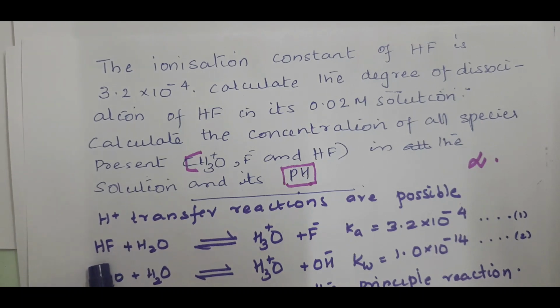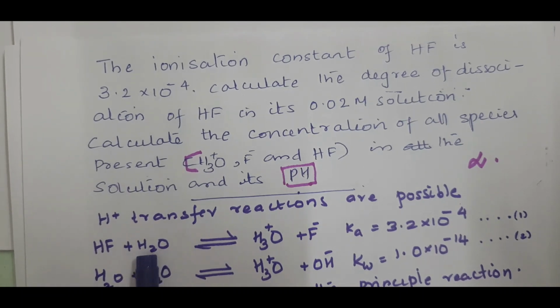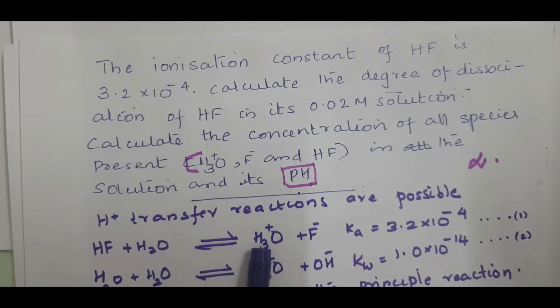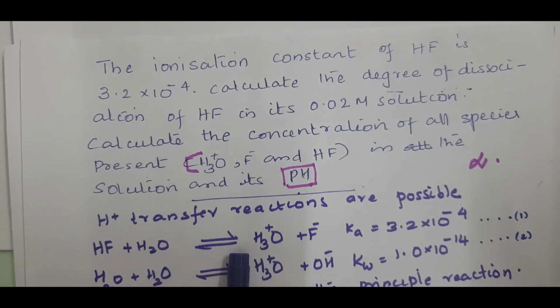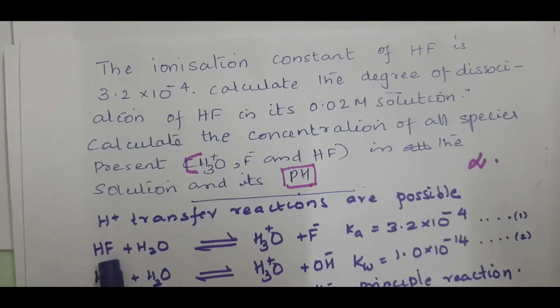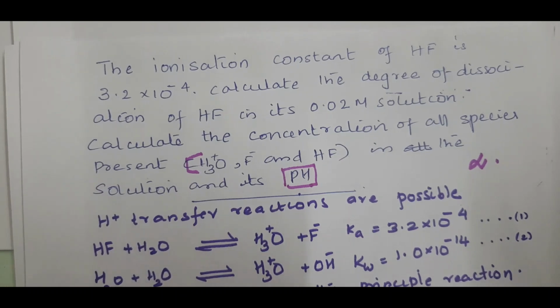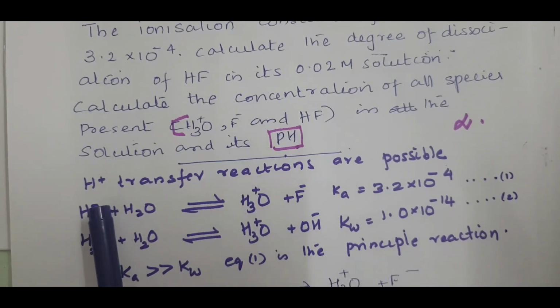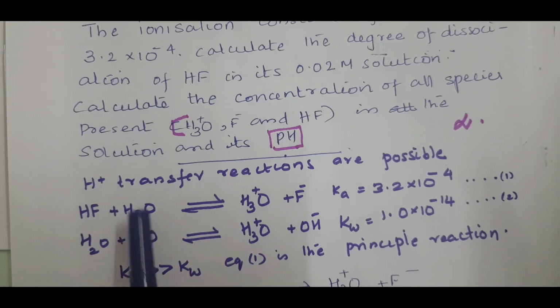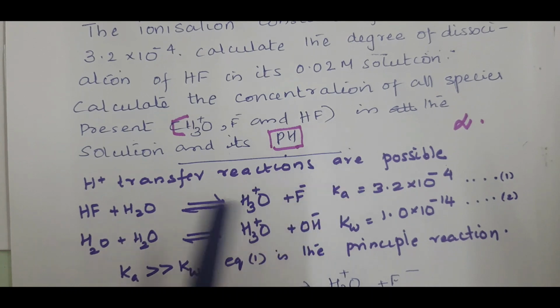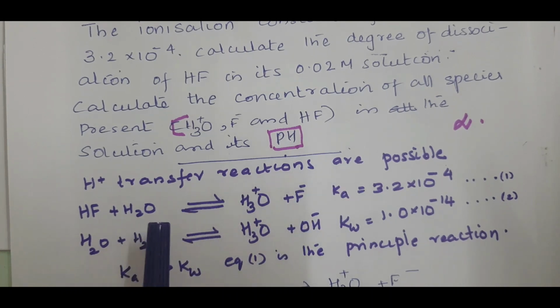So here, if I take HF plus H2O, H2O is also there, right? So you have to take this equation and then balance it. Now see, instead of HF, there is one more reaction here. First you have to write the proton transfer reactions. How many proton transfer reactions are possible? That means you have to know the acidity level.